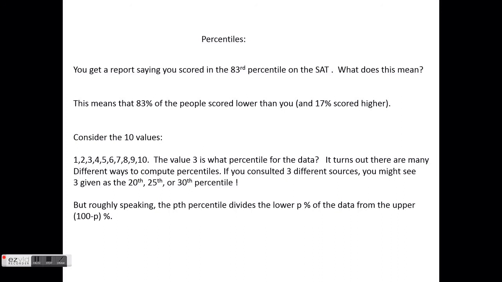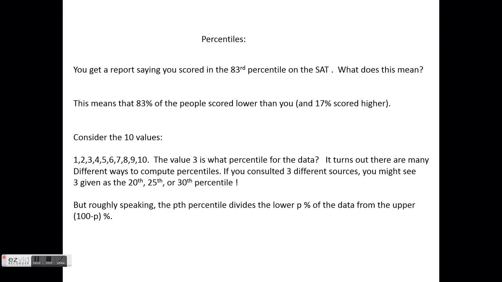If you look at the values 1 through 10, and I ask you what percentile the number 3 in that list is, is it the 30th percentile, for example, because it's the third number? Well, depending on which source or method you use, one method could say it's the 20th, another would say it's the 25th, and another would say it's the 30th. So it's hard to put an exact definition on a percentile, but roughly speaking, the pth percentile divides the lower p% of the data from the upper 100 minus p%.